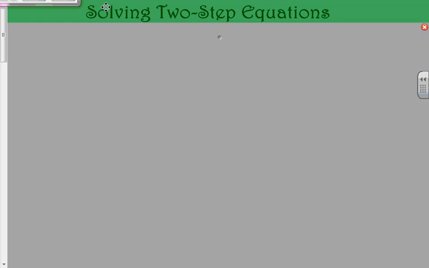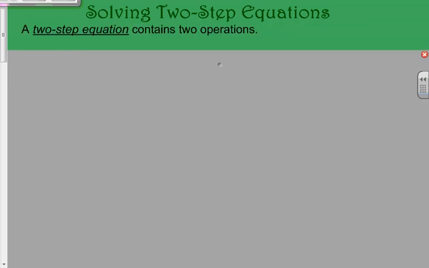Our lesson today is called Solving Two-Step Equations. Yesterday we did one step, so this will be just one step further to two-step. Two-step means that it has two operations, like multiply and add would be in there, or multiply and subtract, or add and divide, or subtract and divide.